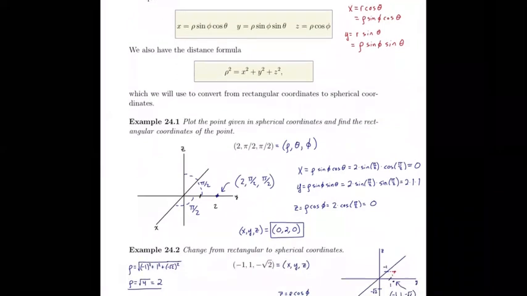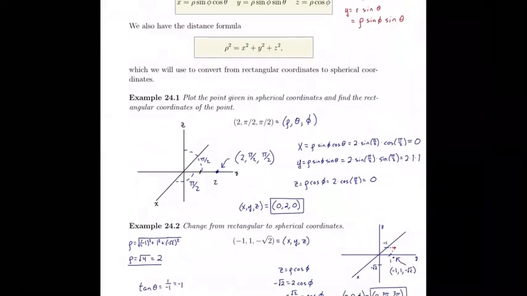Now, the first example asks us to plot the point given in spherical coordinates and find the rectangular coordinates of the point. So learning our way around this coordinate system, I'll label each of these. Rho is 2, theta is pi over 2, and phi is pi over 2. So our distance from the origin is 2. That's pretty much the last thing to do in plotting one of these. So let's find theta. Theta is pi over 2. So the positive x-axis is here. So we sweep out pi over 2 and we land on the y-axis in the xy plane.